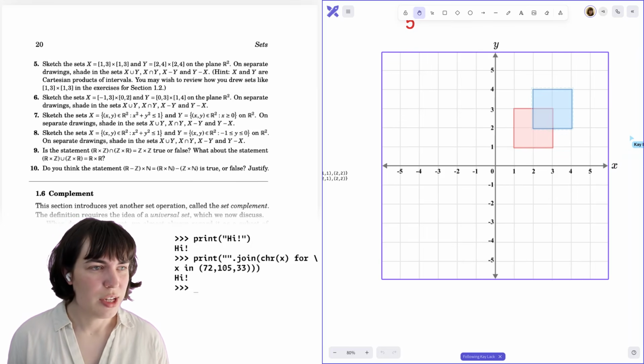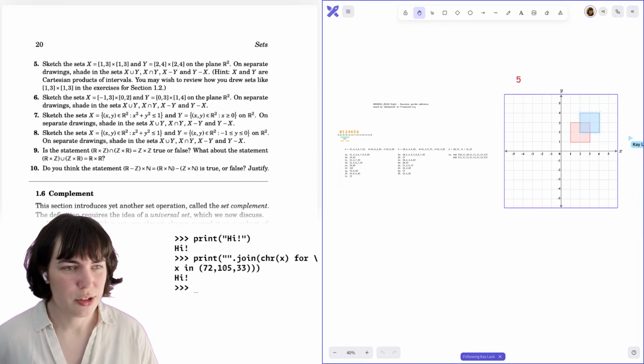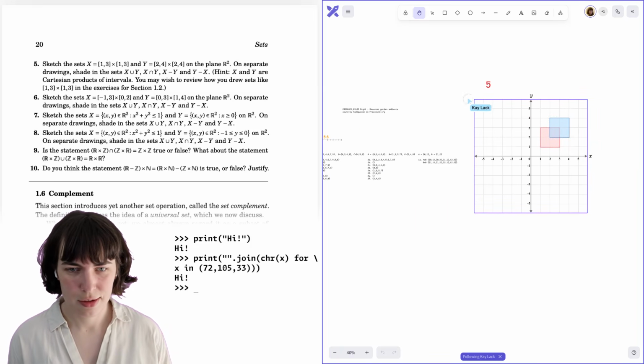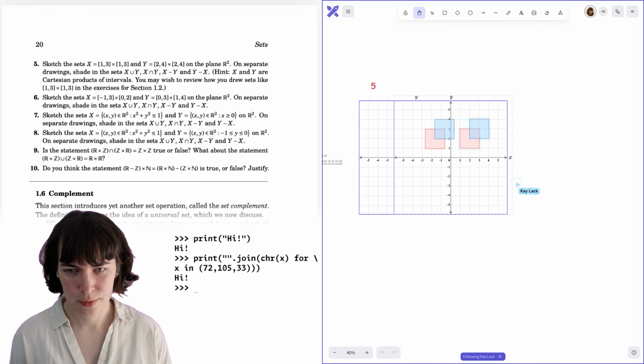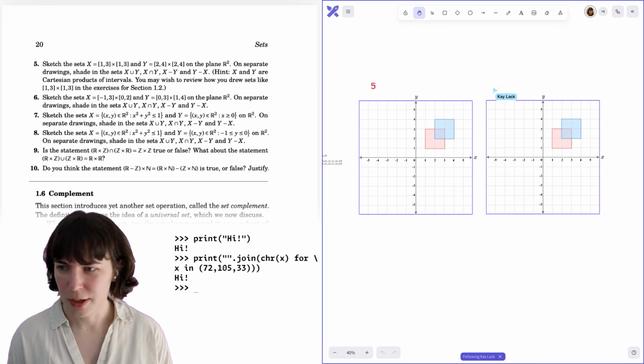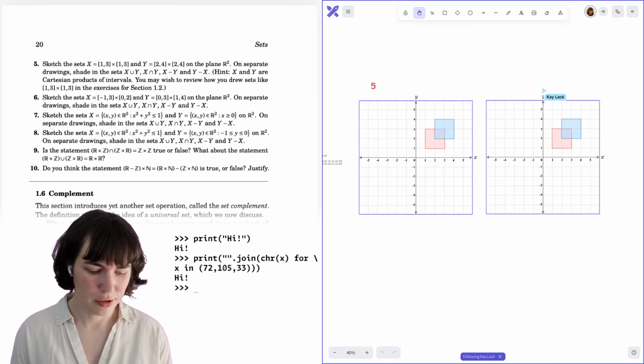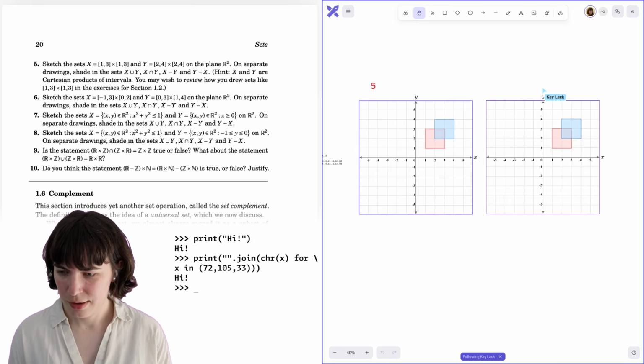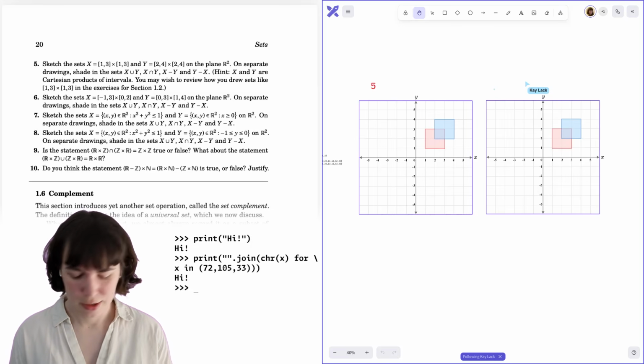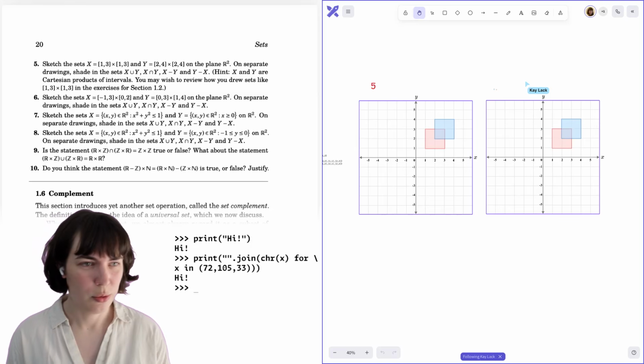Okay, so we've got those sets there. On separate drawings, shade in the sets. So this is going to be what we have. X union Y.